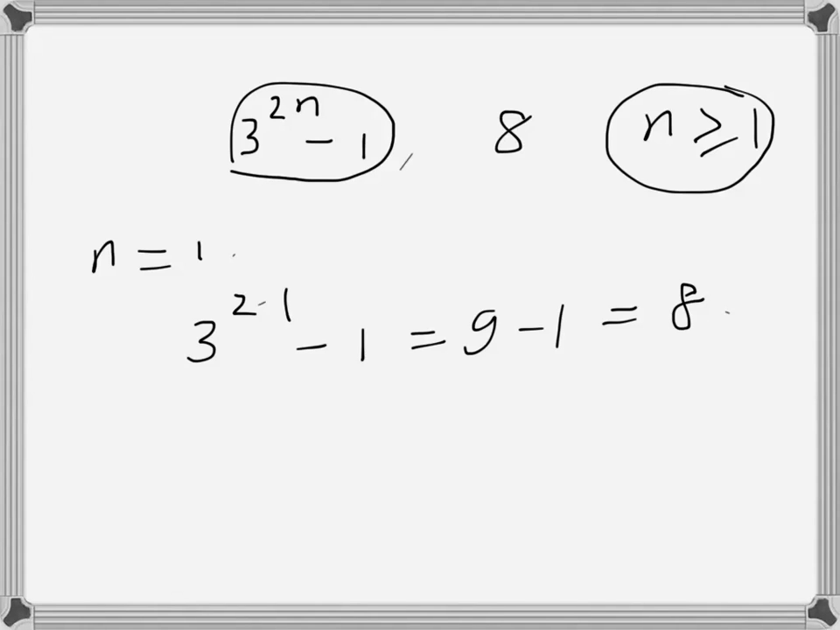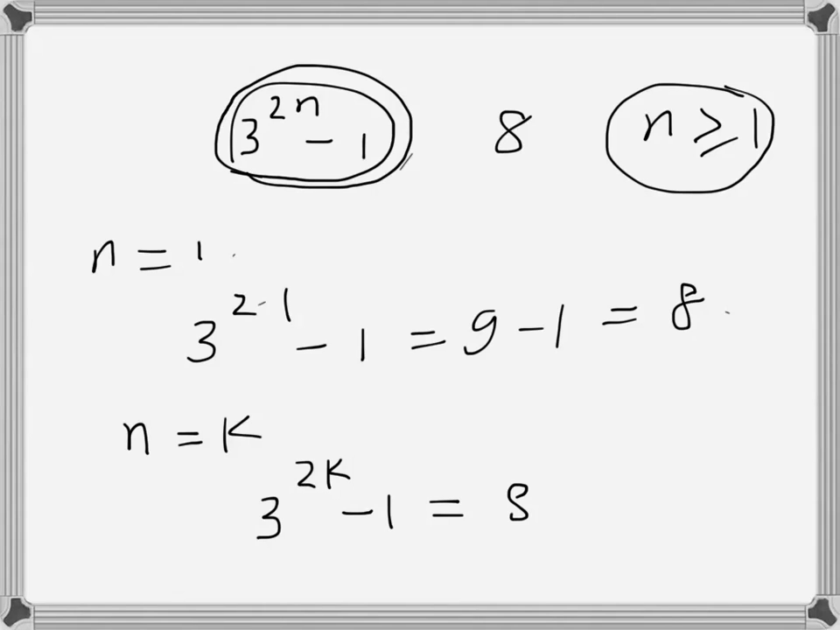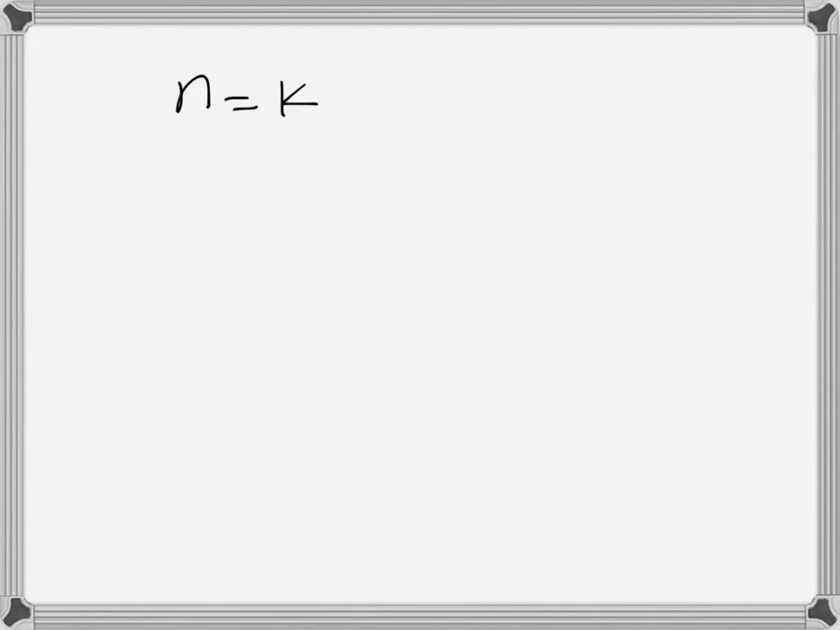So that's there. Then we make an assumption that this is divisible by 8 when n is equal to k. If it is divisible by 8, we can write it as 8p, where p is an integer. P is just another integer we are introducing. Whatever the value of p is, 8 times p will be divisible by 8. So we are assuming that 3 to the power 2k minus 1 is equal to 8p.